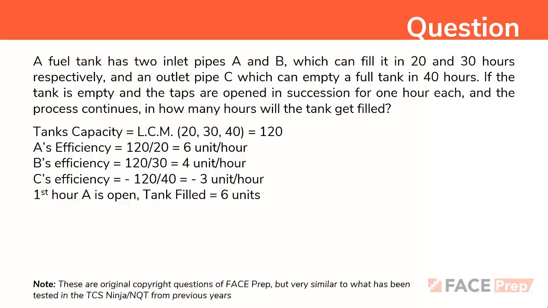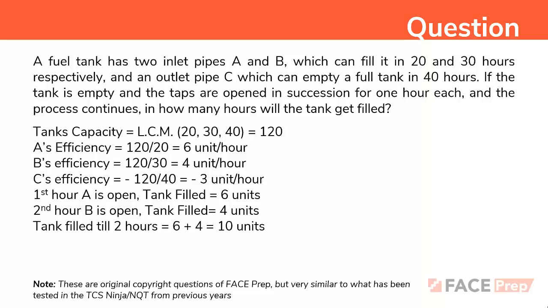Okay. In the second hour, what will happen? B will open, it will fill the tank. Correct. So 4 units. In 2 hours we have got 10 units of the tank filled. Now, the interesting thing, C will come, right? So what will it do? It will just empty the tank because it works with an efficiency of minus 3.